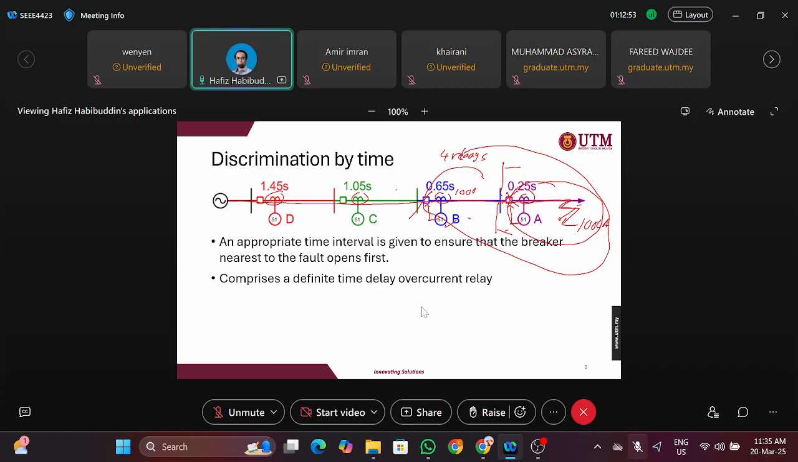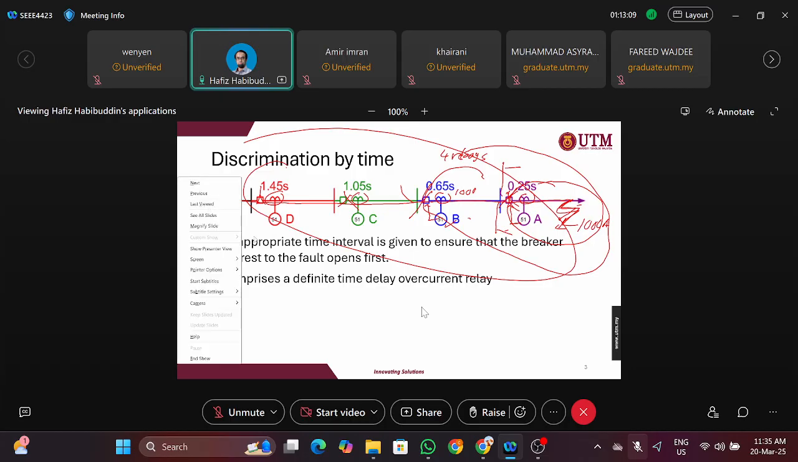So basically, with similar relays here, a fault at this point will cause this breaker to open, this breaker to open, this open, this open. Basically, the whole feeder will be affected. So we don't want that. So what do we do about it?